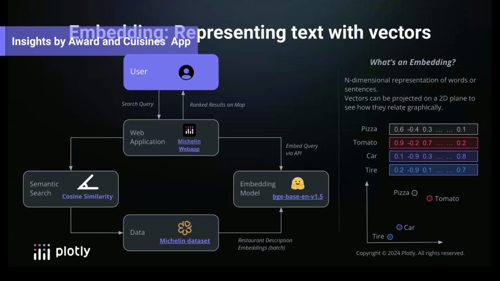So when an app user launches a query through the app, my idea was to create basically a semantic search engine which provides restaurants with descriptions that match the user query.